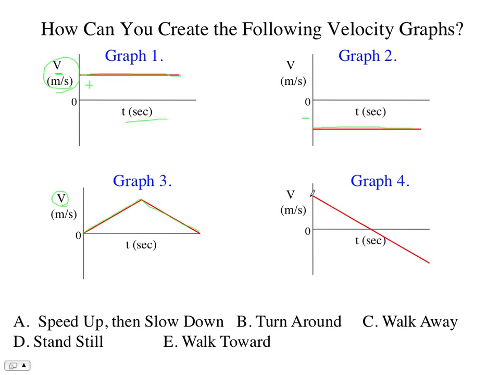And for graph 4, we're starting out with a positive velocity and we're slowing down to 0. And then what do we do after 0? Now we have a negative velocity, and so we're heading back toward the detector. And so what did we do at this point? We reversed direction, or we turned around. So a velocity graph looks very different from the position graph for turning around. Keep these separate.